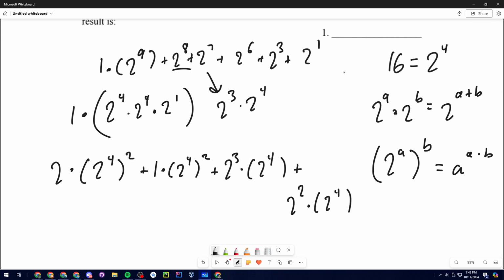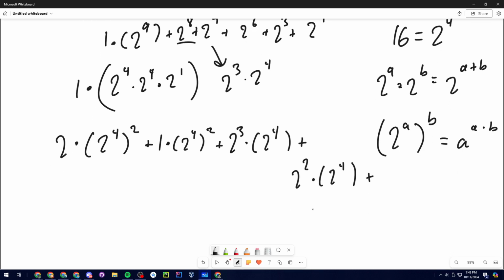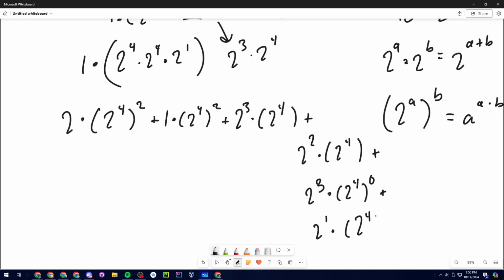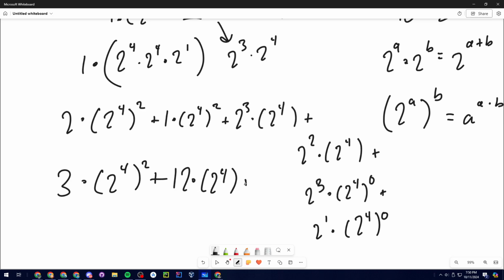I'm going to write it out just so you guys can see what it looks like: 2 cubed times 2 to the 4th to the 0th plus 2 to the 1st times 2 to the 4th to the 0th power. Now we can combine like terms. If I have 2 of something and add 1 of something, that's 3 of something, right? Similarly, if I have 8 of something plus 4 of something, that's 12 of something, right? And lastly, if I have 8 of something plus 2 of something, that's 10 somethings.